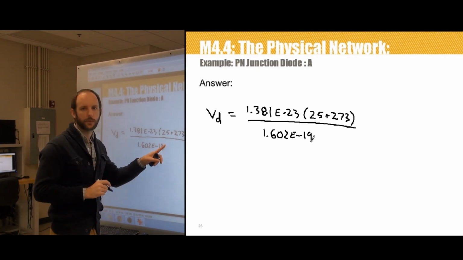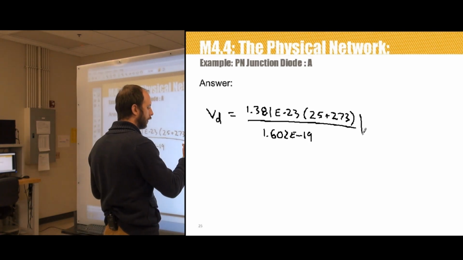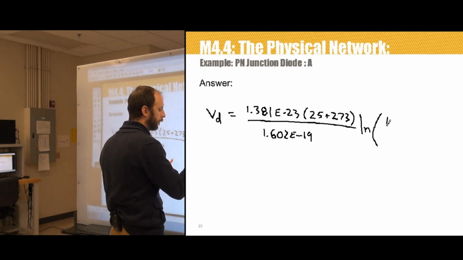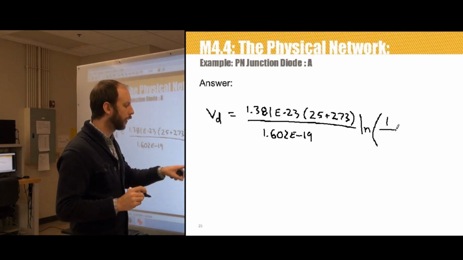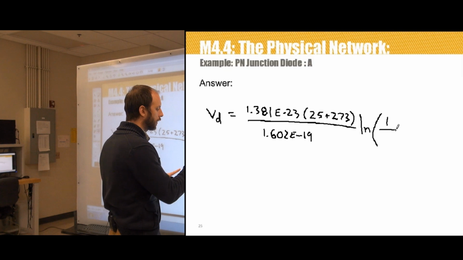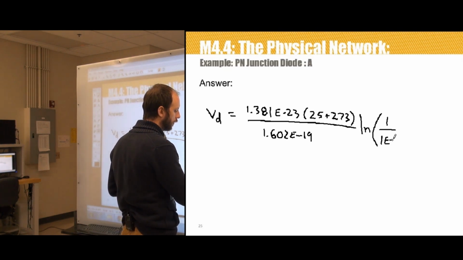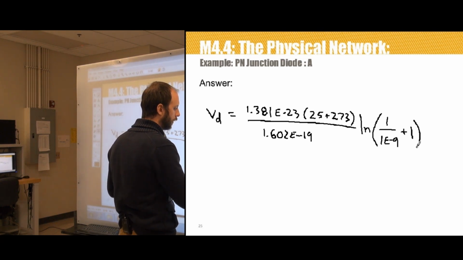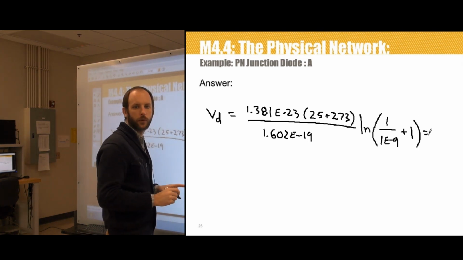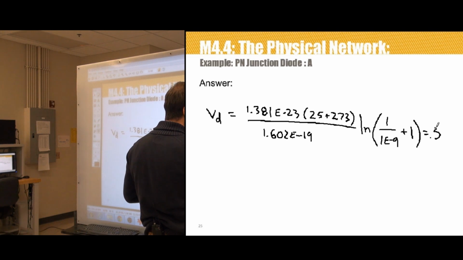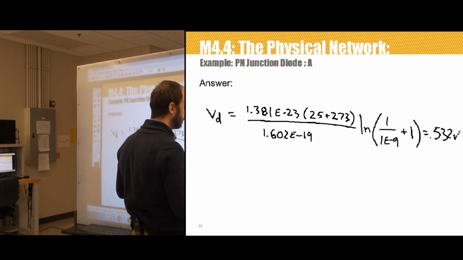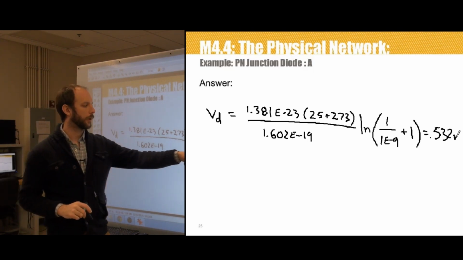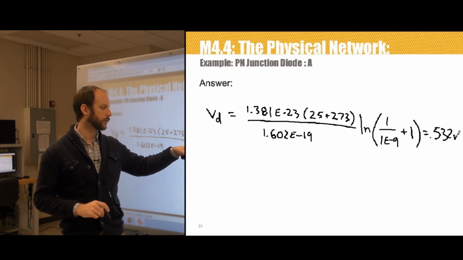Right. This is going to be multiplied by the natural log of 1 amp divided by the reverse saturation current, 1e to the minus 9. And then I add 1 to that. And that's going to give me a value of 0.532 volts. And so if I apply 0.532 volts to this PN junction, I'm going to get 1 amp of current.